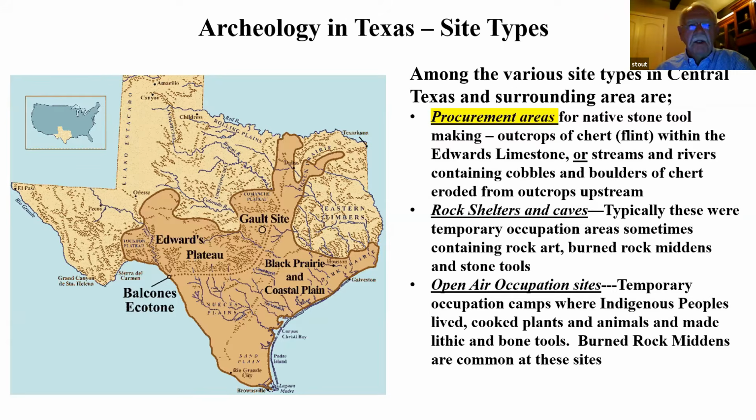This flint or chert, same thing, came out of the outcrops of the Edwards limestone, which is very prevalent out here. And these ancient peoples went to those outcrops, or they went to rivers and streams where the outcrops had eroded into and left cobbles of chert and flint. And that's where they began the process of making their tools and weapons.